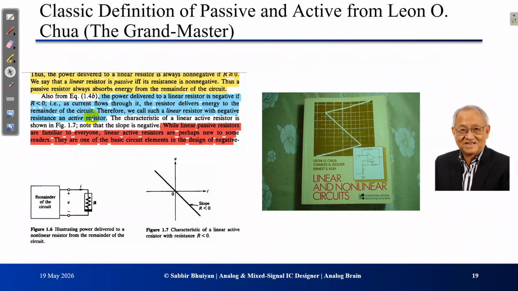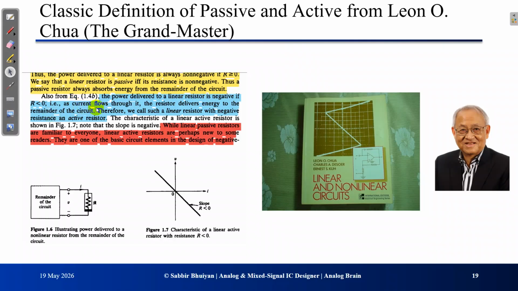So this is the book Linear and Nonlinear Circuits from this grandmaster. Okay, this is from 1987. So now let's read this. Thus the power delivered to a linear resistor is always non-negative, meaning positive, R is greater than or equal to 0. We say that a linear resistor is passive if its resistance is non-negative, meaning positive. Thus a passive resistor always absorbs energy from the remainder of the circuit. Now the power delivered to a linear resistor is negative if R is less than 0. Negative.